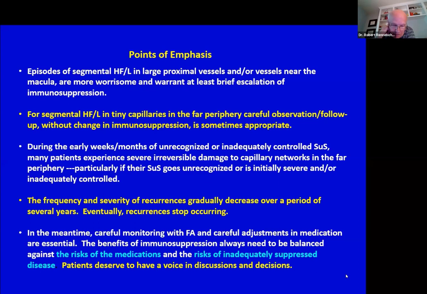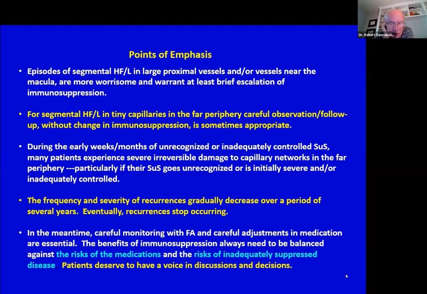is often appropriate. During the early weeks and months of unrecognized or inadequately controlled Susac syndrome, many patients experience severe irreversible damage to the capillary networks in the far periphery, particularly if their Susac syndrome goes unrecognized or is initially severe and/or inadequately controlled. The frequency and severity of recurrences gradually decrease over a period of several years. Eventually, recurrences stop altogether. But sometimes that can take 10 years or longer to occur.